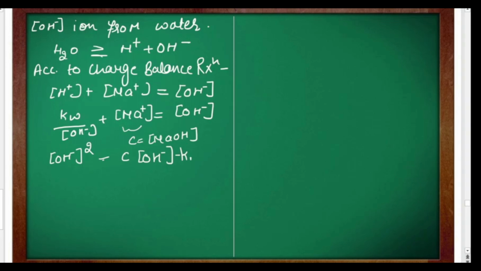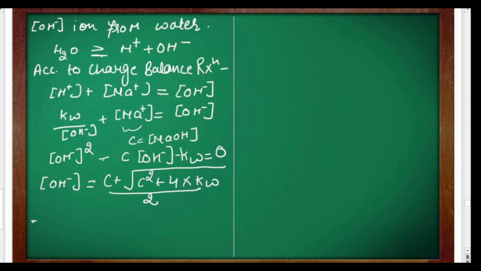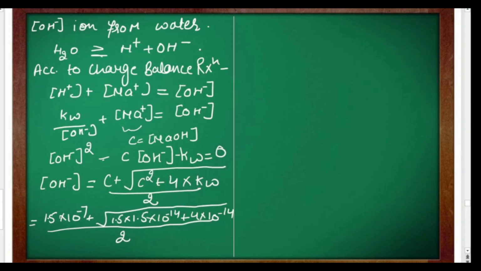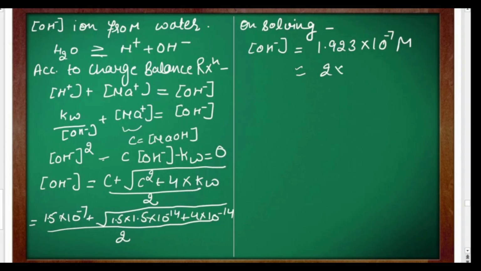On solving, hydroxide ion is equal to the concentration of sodium hydroxide plus square root of concentration of sodium hydroxide squared plus 4 multiplied by dissociation constant of water, divided by 2. On solving, hydroxide ion concentration is 2 multiplied by 10 raised to power minus 7 and hydrogen ion concentration is 0.5 multiplied by 10 raised to power minus 7. pH is equal to minus log of hydrogen ion concentration. On solving, pH of the solution is 7.30.